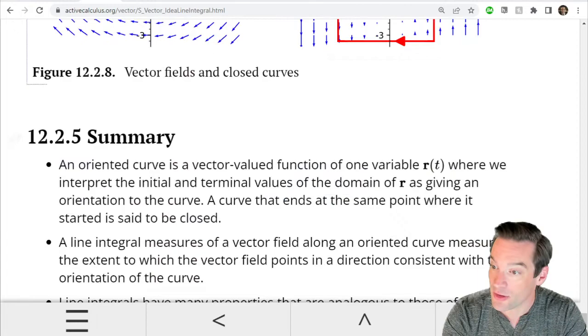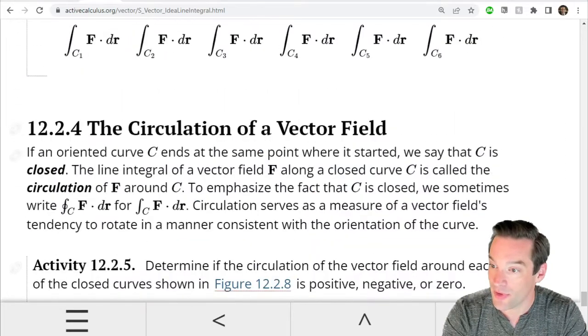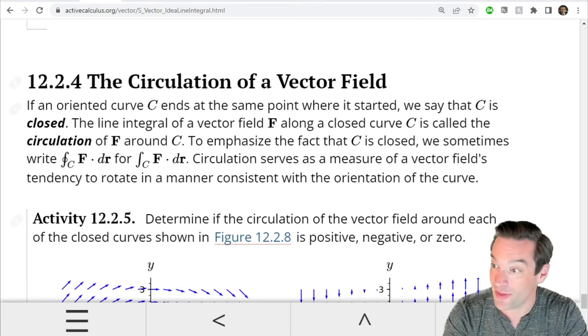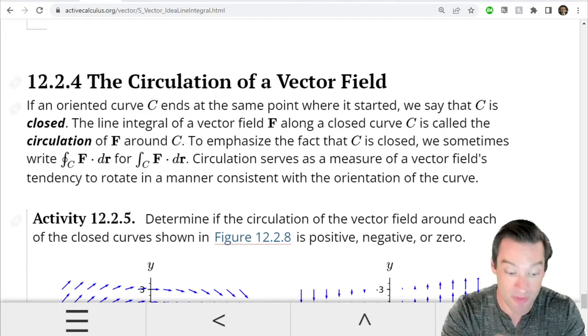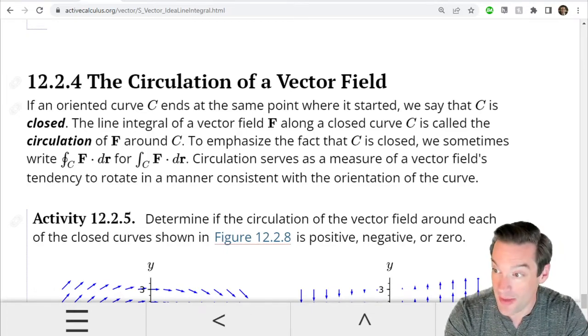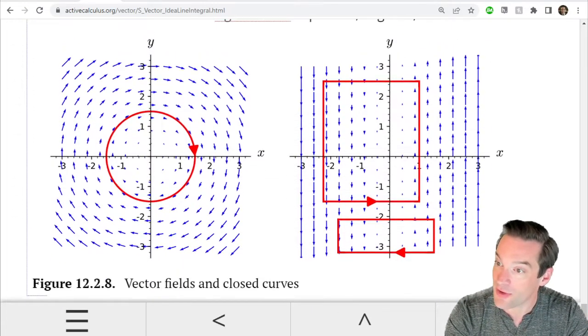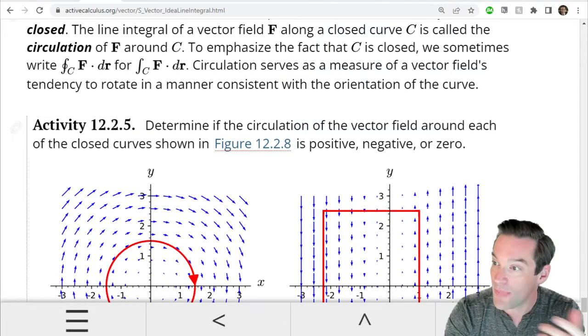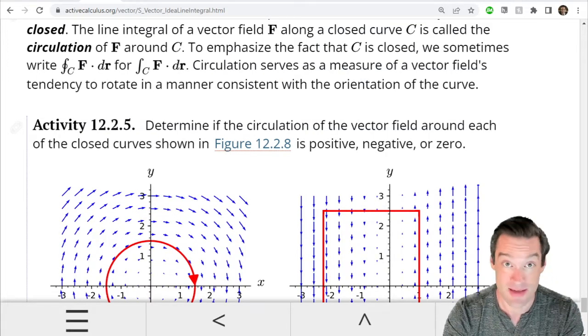And because it's called a loop integral, sometimes we use an integral sign with a little circle drawn on top of it to reinforce the fact that this is actually the integral over a closed loop, right? It's not an open path, but the endpoint and the starting point are the same as one another. And so circulation, in a way, is kind of measuring a vector field's tendency to rotate in a manner that's consistent with the orientation of the curve.